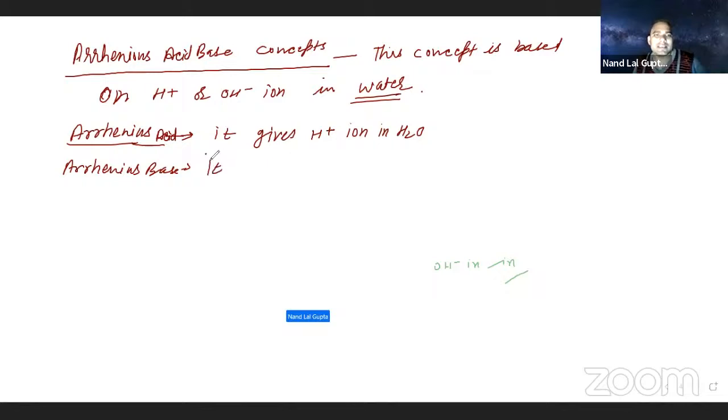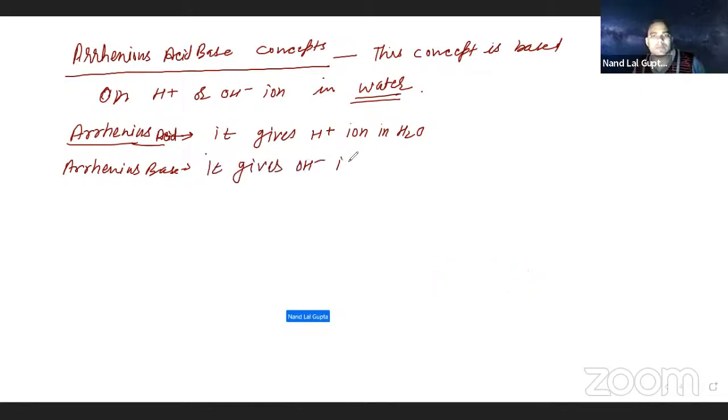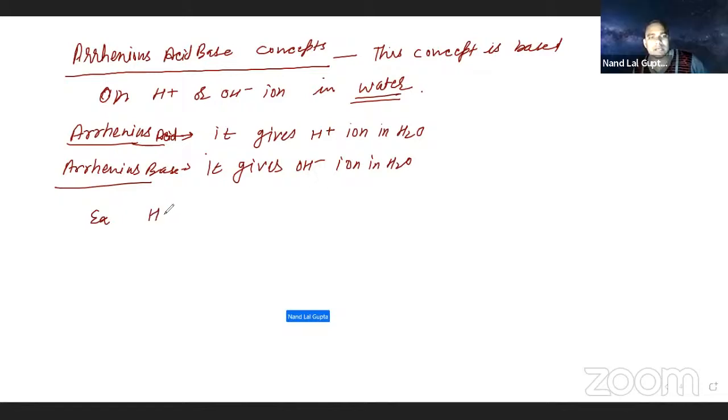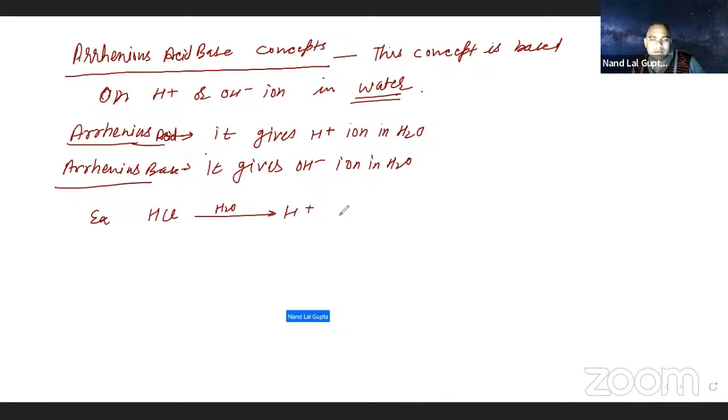Okay. It actually gives OH minus ions in water. Now, example. Suppose I am writing HCl and here you take H2O. So what is it going to give, Sarnay? This is the H plus ion plus Cl minus ion.